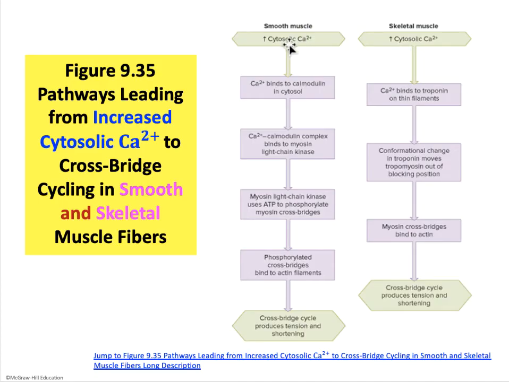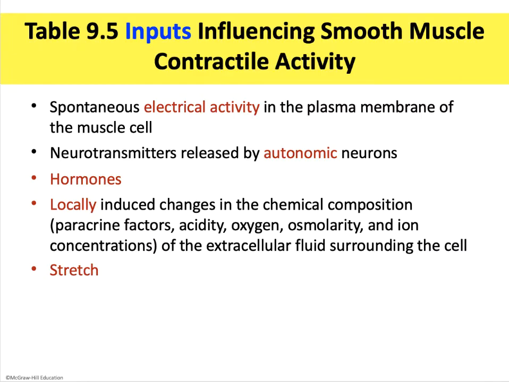The comparison of smooth muscle activity with skeletal muscles is presented in figure 9.35, whereas skeletal muscles are always activated by motor neurons. Smooth muscle activity can be influenced by various alternative types of input. One is the electrical activity on the surface of these cells, and that can happen spontaneously due to local conditions.